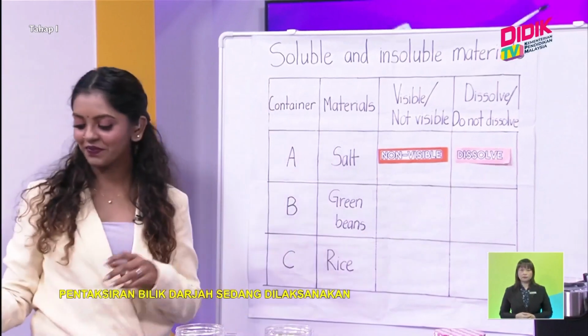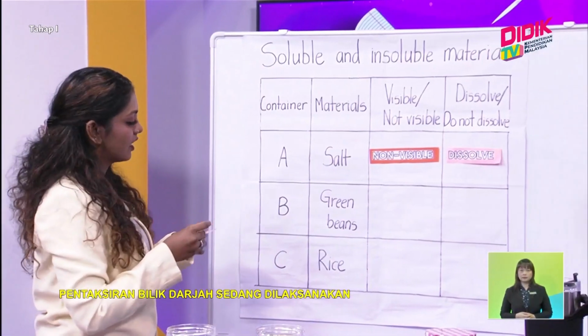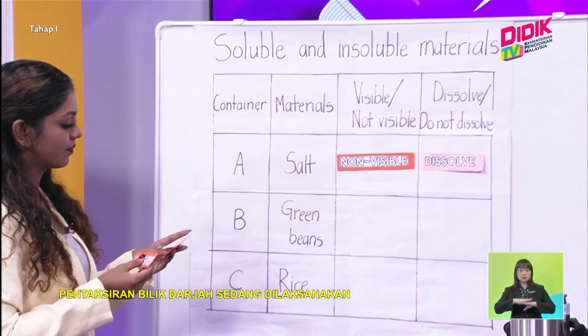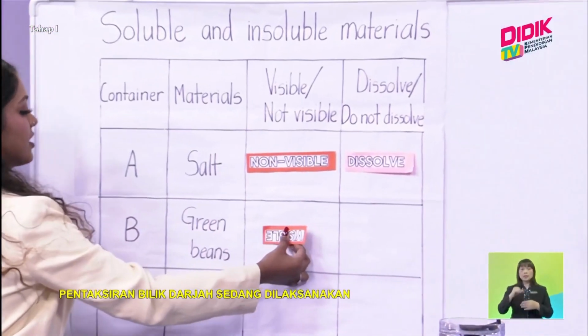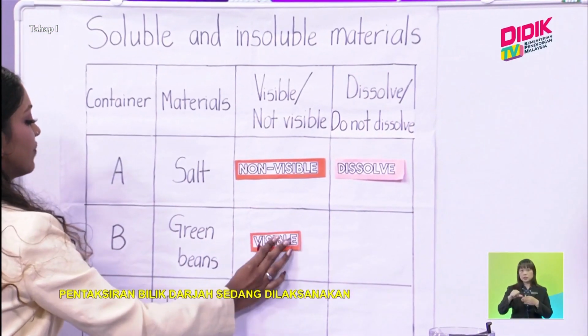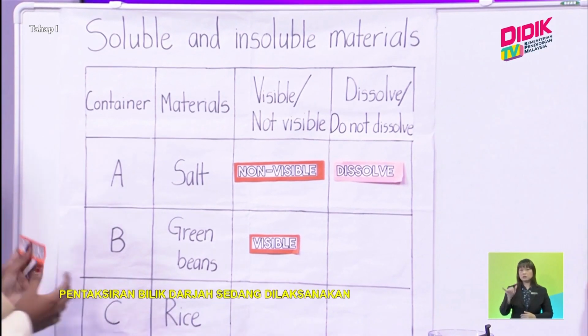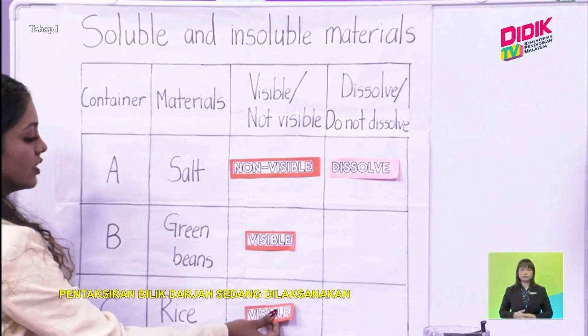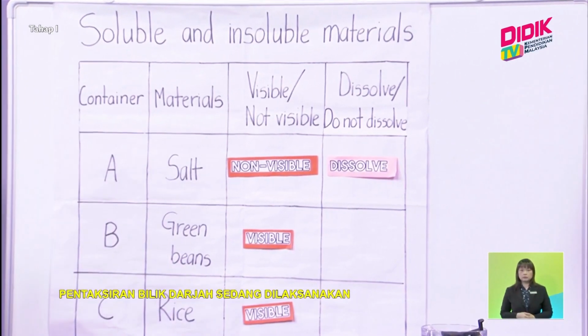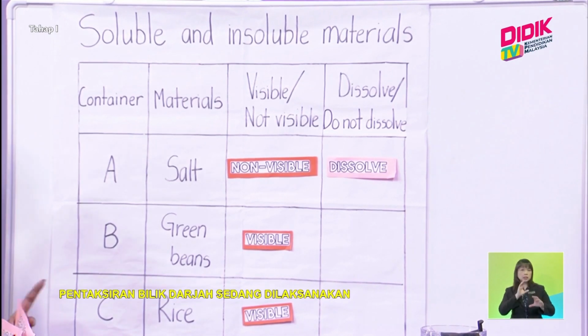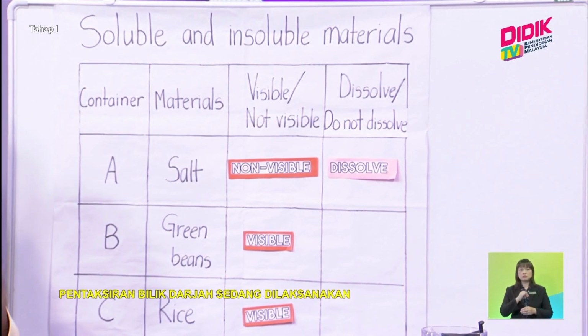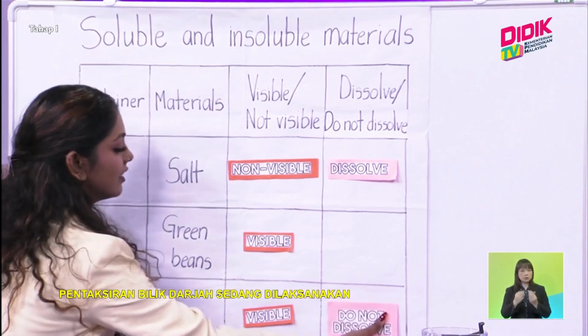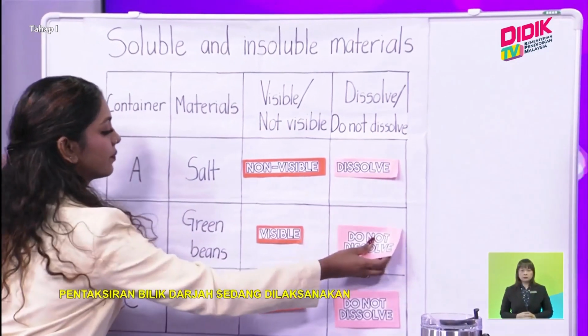Well done, Tivia. Okay, next, let us look at green beans. Is the green beans visible? Yes. I think both the rice and the green beans are visible. So I'll just put it together. So we can conclude that they dissolve or do not dissolve in water. Do not dissolve. Excellent, Tivia.